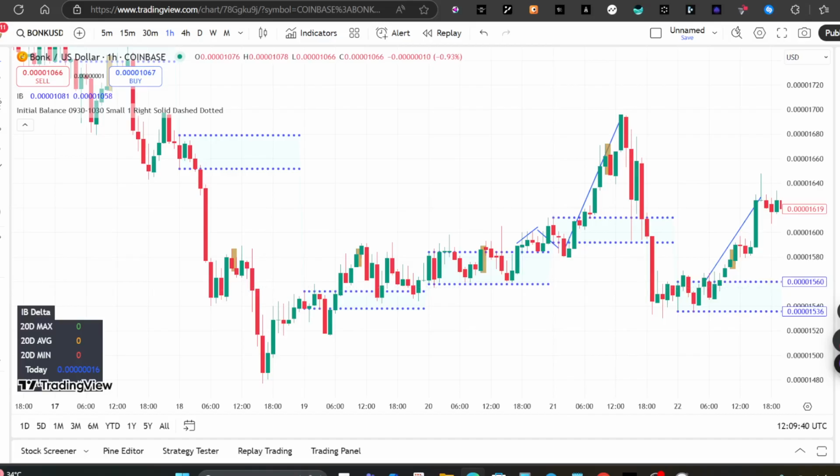And that is a wrap on the initial balance indicator. This tool is a simple yet powerful way to understand market structure and improve your trade execution. Start adding it to your charts and see how it aligns with your current strategy.